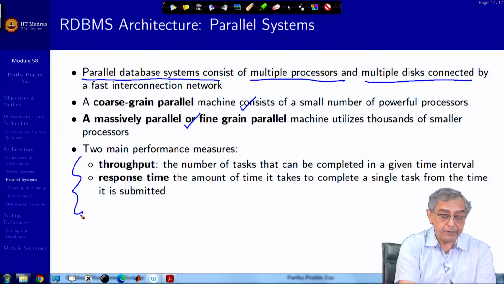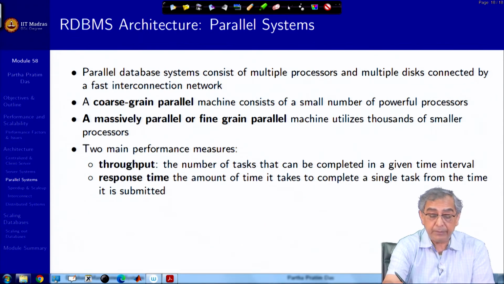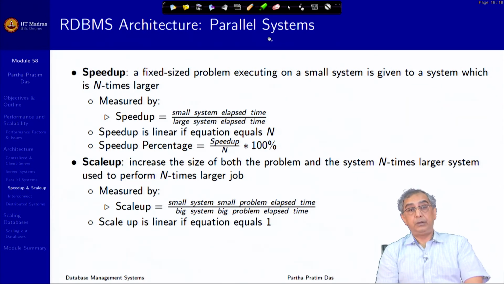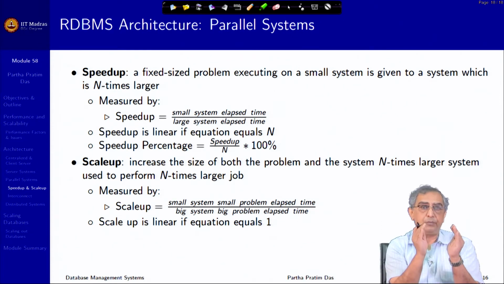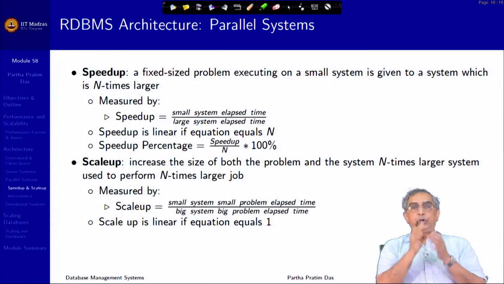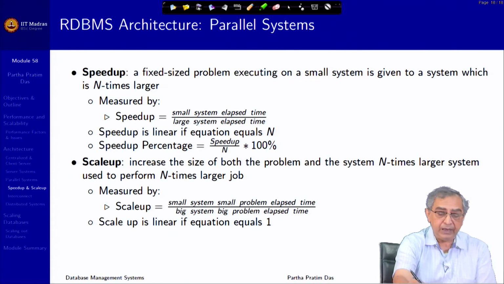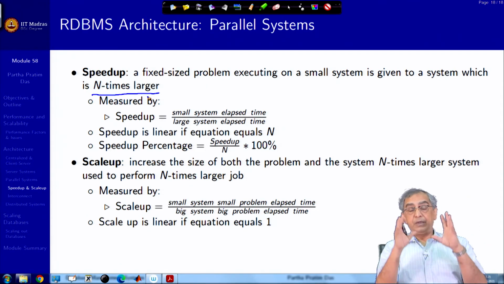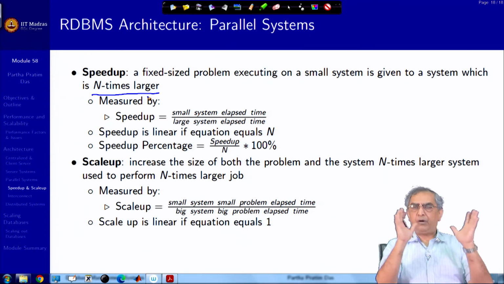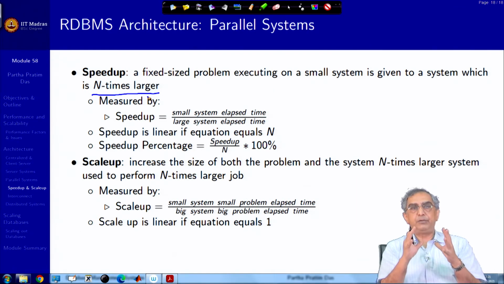Naturally, the main performance measures are throughput and response time. So, parallel systems can be used both for speed up as well as for scale up. Speed up is, suppose I have a fixed size problem and it runs on a small system. Now, let me throw that problem to a larger system which is n times larger. I am not very strictly defining what n times larger means. It may mean n number of CPUs, it may mean n times memory, but let's take it that it qualitatively has n times more resources.